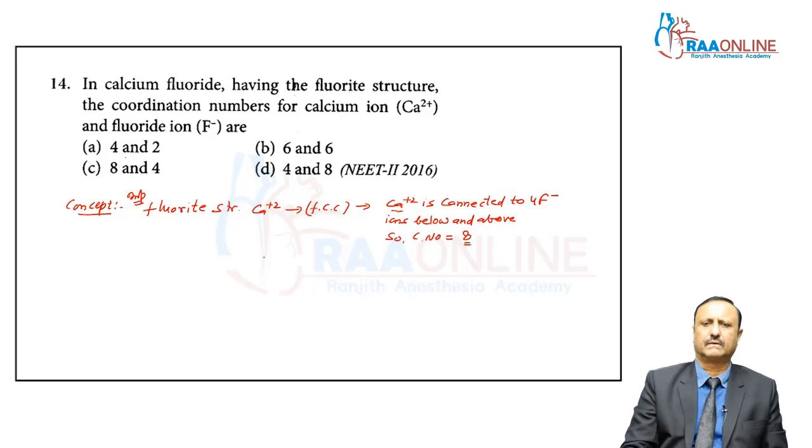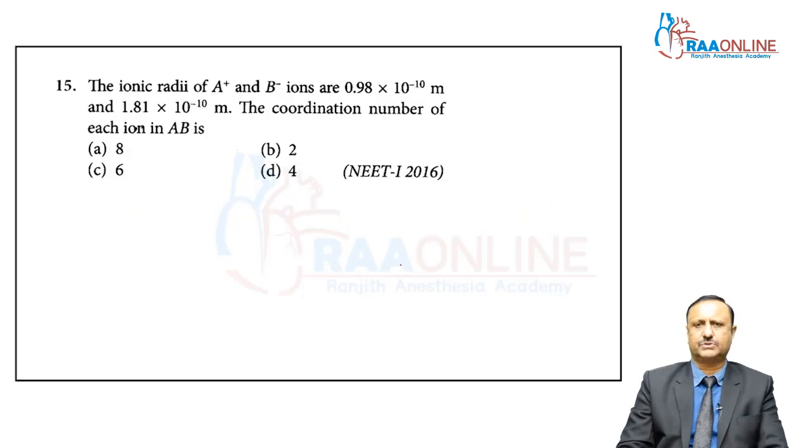Now, we can see here for the fluoride ion. It is also FCC, but the coordination number is equal to 4, because 4 calcium ions are attached to a single fluoride ion. So, here 8 and 4 is the answer. So, you can go with answer C, 8 and 4.